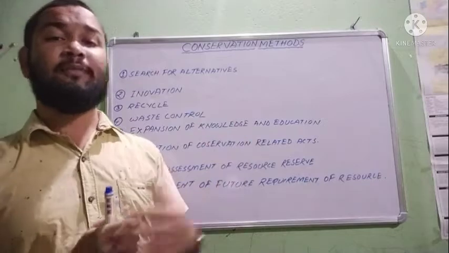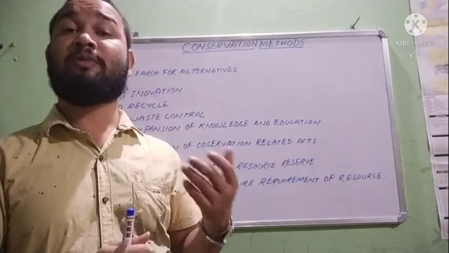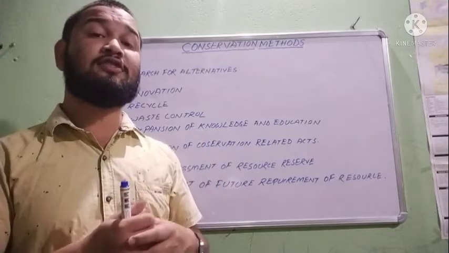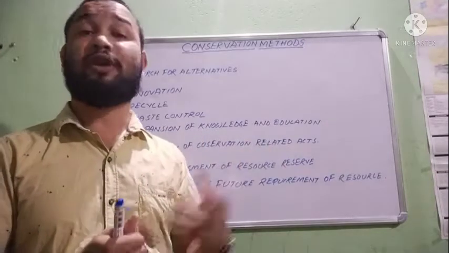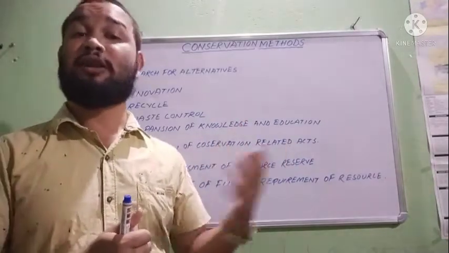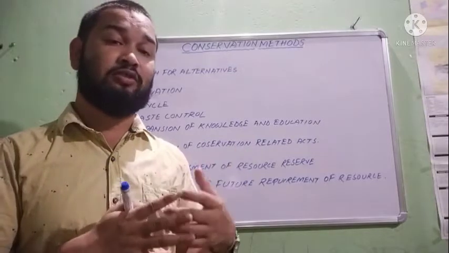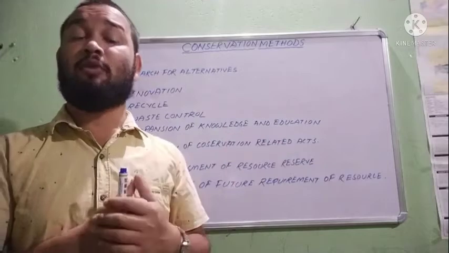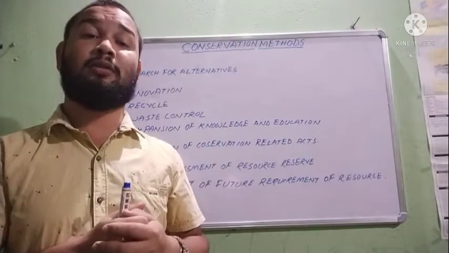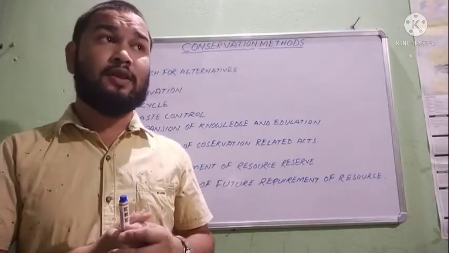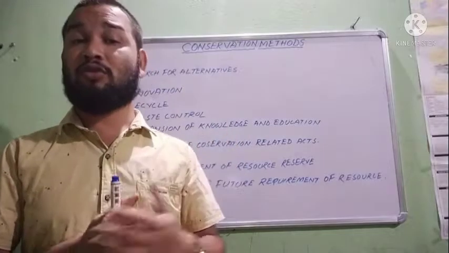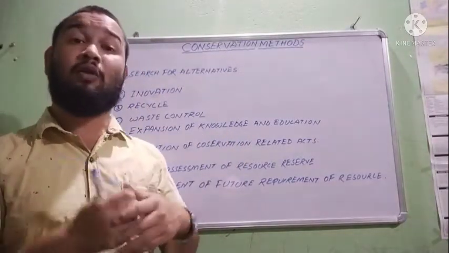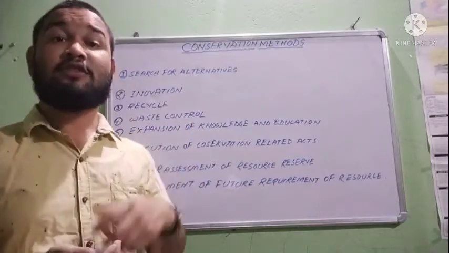Like coal and petroleum, we are using them as a source of energy. In spite of coal and petroleum, we should search for an alternative. What alternative can we use in spite of coal and petroleum? Because coal and petroleum are non-renewable resources. If their stock is finished from this earth, we will not be able to renew it. So in spite of coal and petroleum, what type of energy can we use for our development purposes? This is search for alternatives.